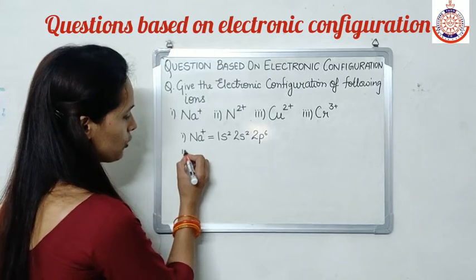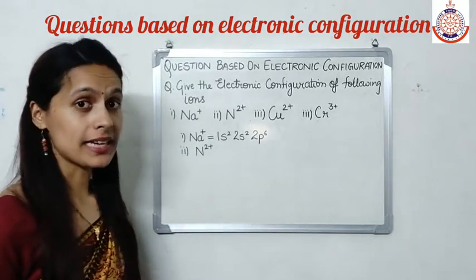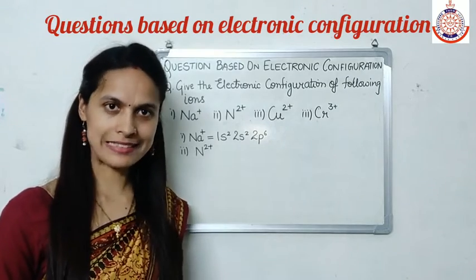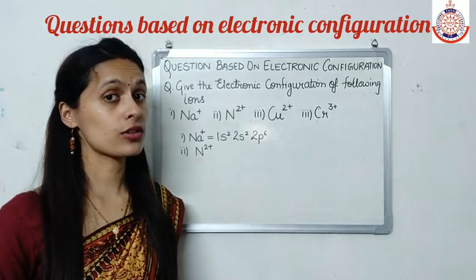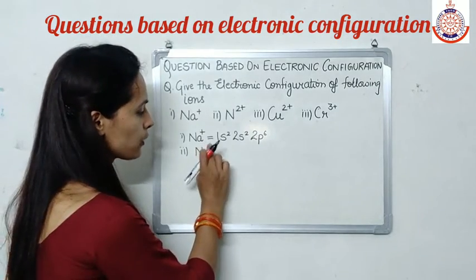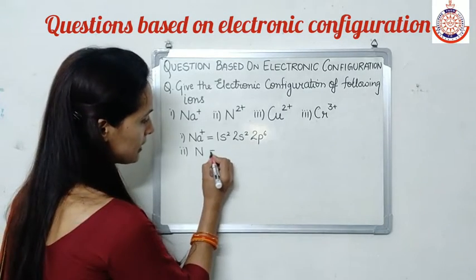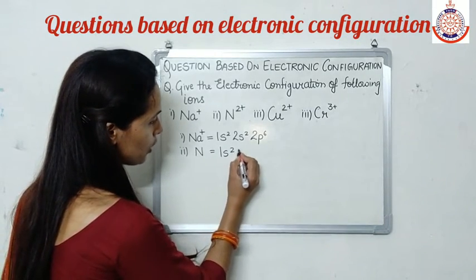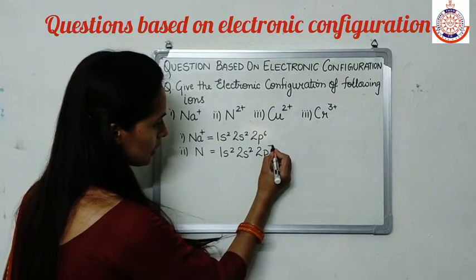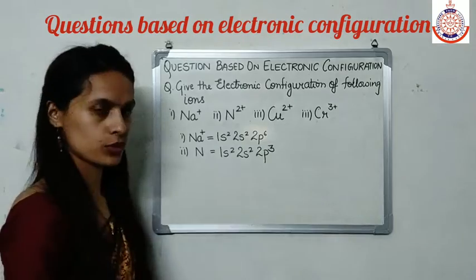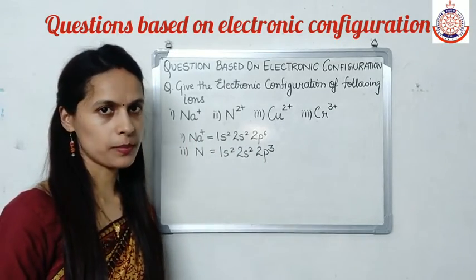Now if we talk about N2+. We know that the atomic number of nitrogen is 7. So the number of electrons is also 7. So first of all, we'll write the electronic configuration of nitrogen. That is 1s2, 2s2, 2p3. So 3, 4, 5, 6, 7. So the total number of electrons becomes 7.